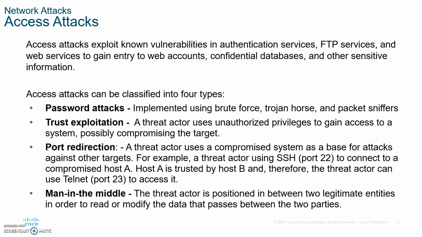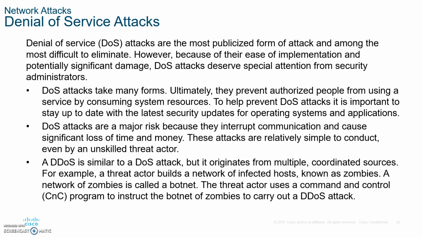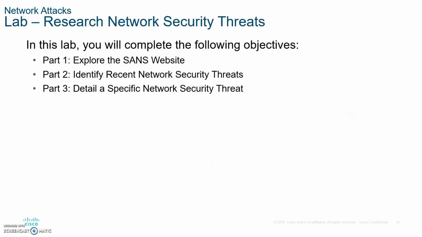All right, so when it comes to access attacks, write the following down. You've got password attacks, trust exploitation. We wrote that. So just to explain what these are, somebody can guess your password either using brute force or packet sniffers or Trojan horses that are sitting on your computer. Trust exploitation is when a threat actor uses unauthorized privileges to gain access to the system, possibly compromising the target. Then port redirections, and man-in-the-middle attacks. All right. And we talked about denial of service and distributed denial of service attacks as well.